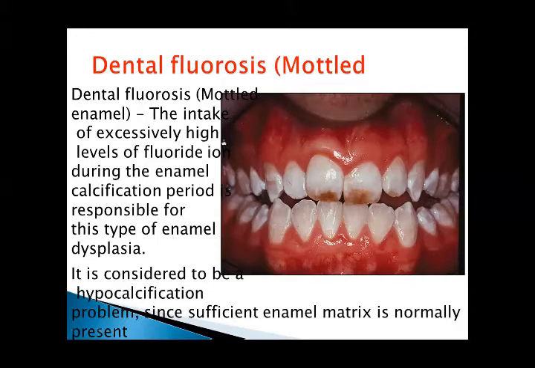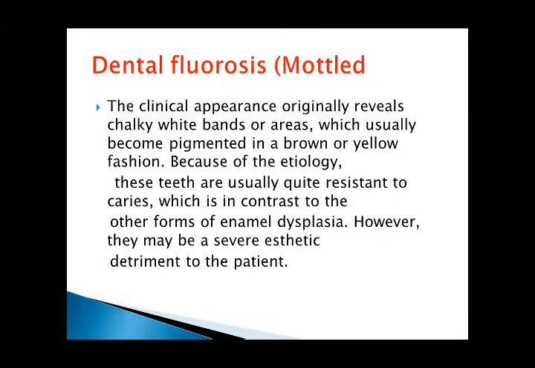Influencing the clinical appearance, originally chalky white bands or areas usually become pigmented in a brown or yellow fashion because of the etiology. They are usually quite resistant to caries, which is in contrast to the other forms of enamel dysplasia. They may be a severe aesthetic detriment to the patient.